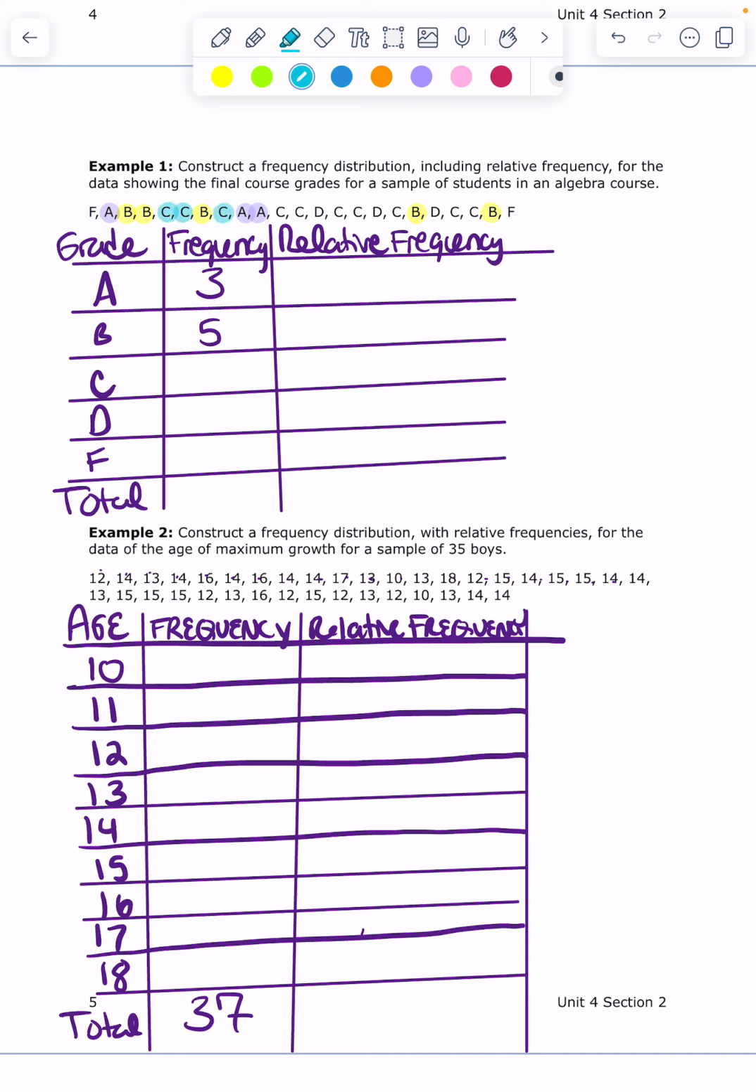C's, 1, 2, 3, 4, 5, 6, 7, 8, 9, 10. I got 10 C's. D's, 1, 2, 3. There's only 3 D's. And then the only thing I should have left is F, and that is true. There's 1, 2 F's. Now, I need to total all of those frequencies. If we add that all up, it's 23. Another way to make sure I haven't missed anything is to count all the data. I've already done that, and there's 23 pieces of data there.